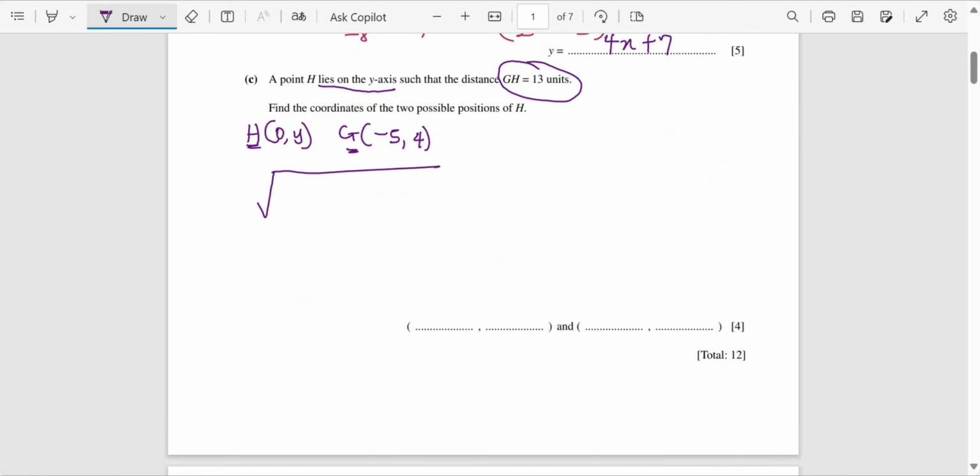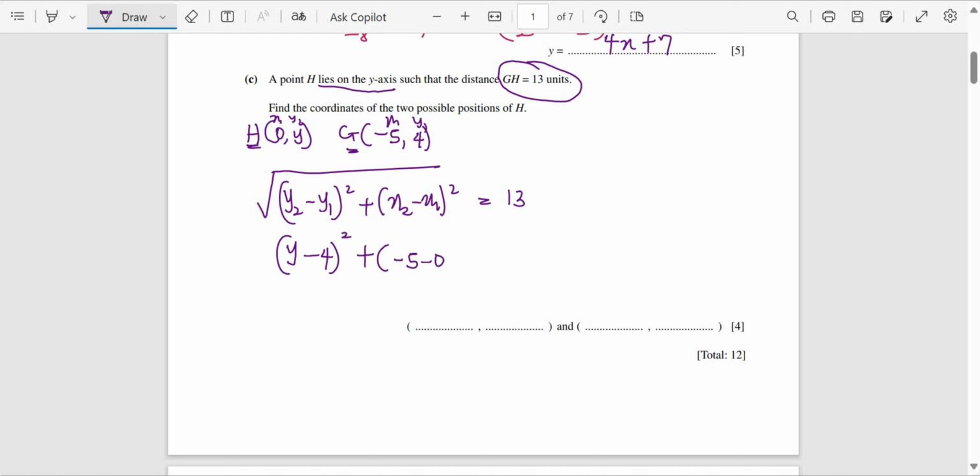So the formula is the square root of y2 minus y1 squared plus x2 minus x1 squared equals 13, which is our given answer. This is x1, y1, x2, y2. So y2 minus y1 is y minus 4 all squared, plus x2 minus x1, which is minus 5 minus 0 all squared, equals 13. Remember your square root sign.